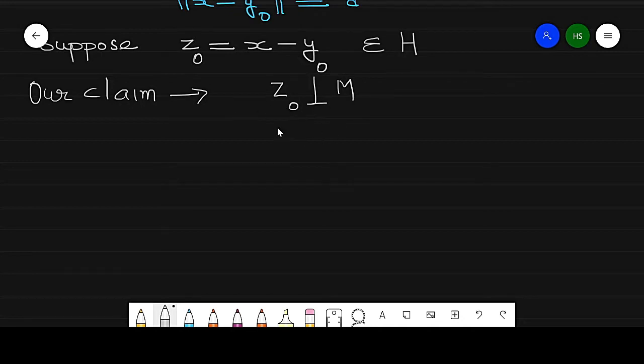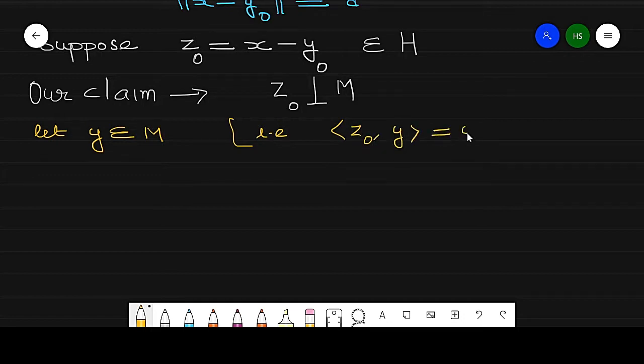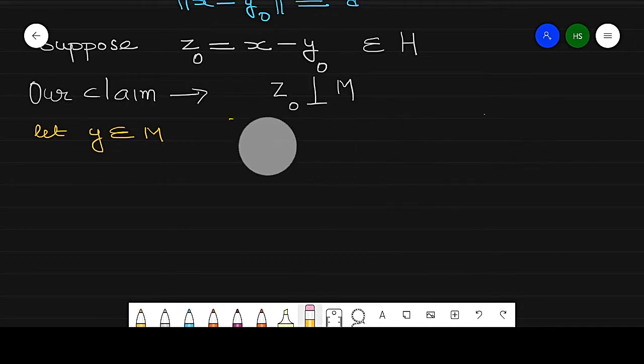Now to prove this, let y be some vector belonging to M. What is my purpose? My purpose is that the inner product of z naught and y is equal to 0. So that is my aim to show my result. So I take y, which belongs to M, and I aim to prove that the inner product of z naught comma y is equal to 0.